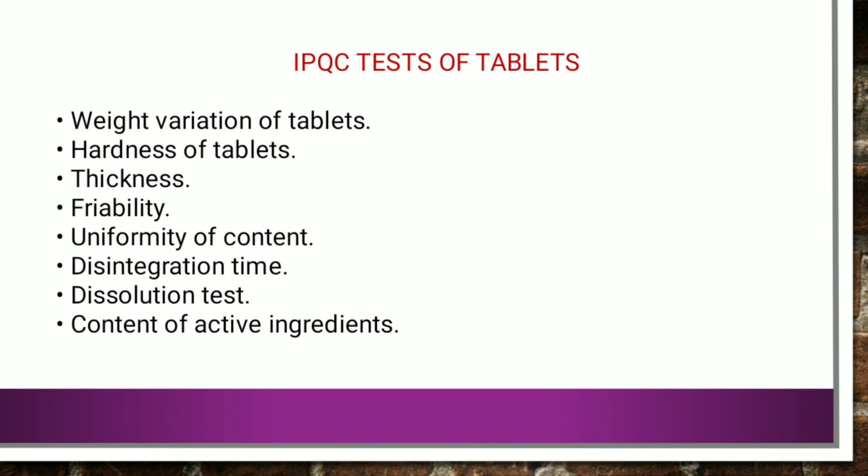Then the next one is uniformity of content. So uniformity of content can be determined by using different assays that we perform. Then the next one is disintegration time.